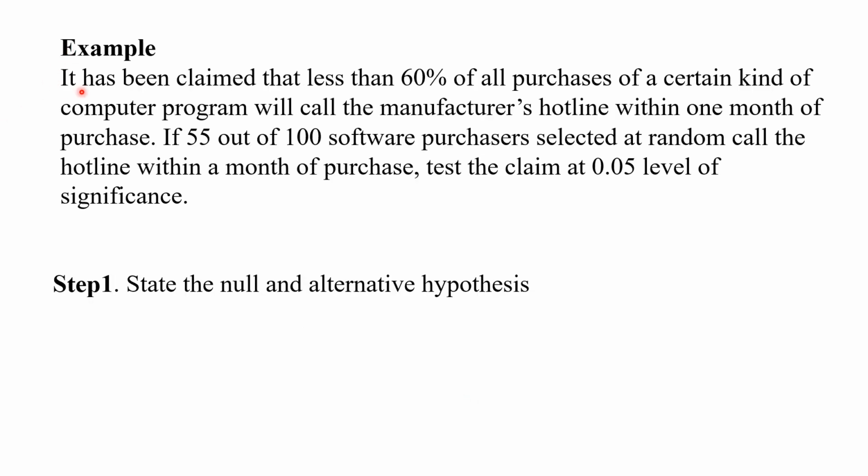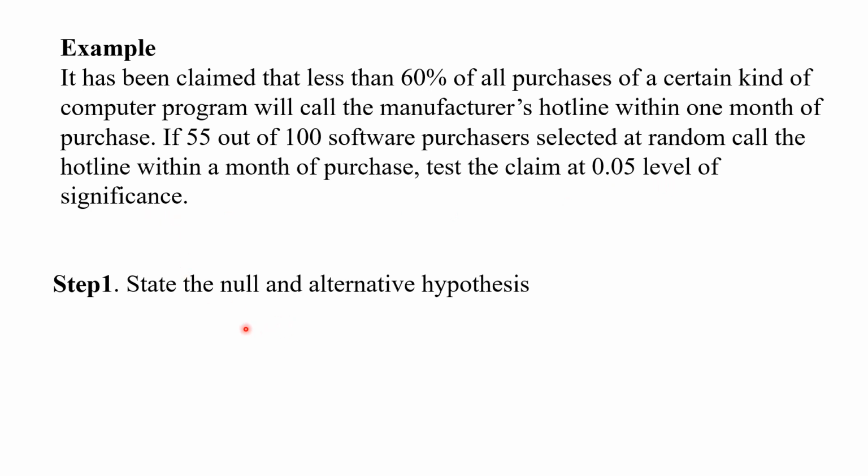Now let's have an example. It has been claimed that less than 60% of all purchases of a certain kind of computer program will call the manufacturer's hotline within 1 month of purchase. If 55 out of 100 software purchasers selected at random call the hotline within a month of purchase, test the claim at 0.05 level of significance.